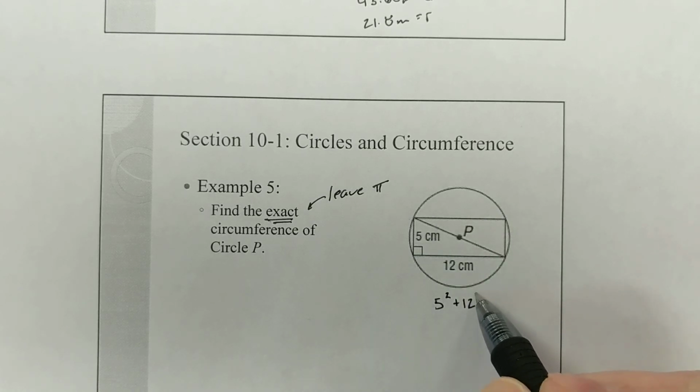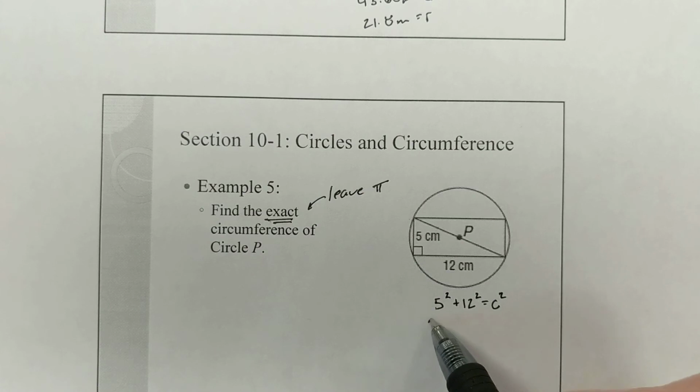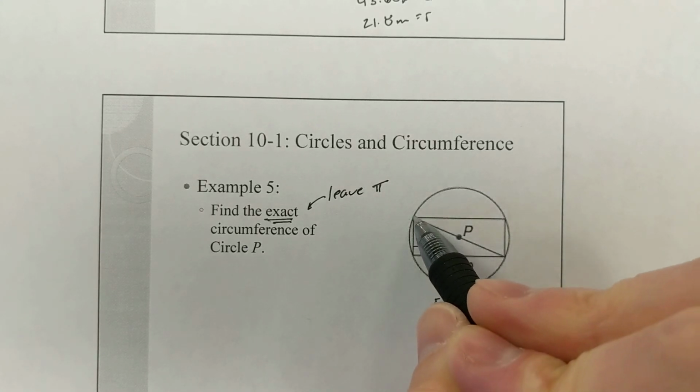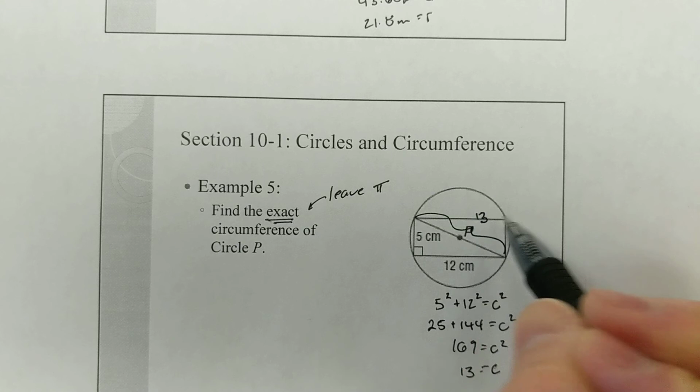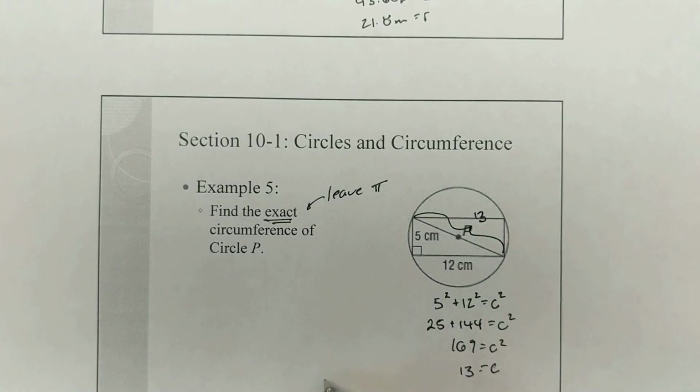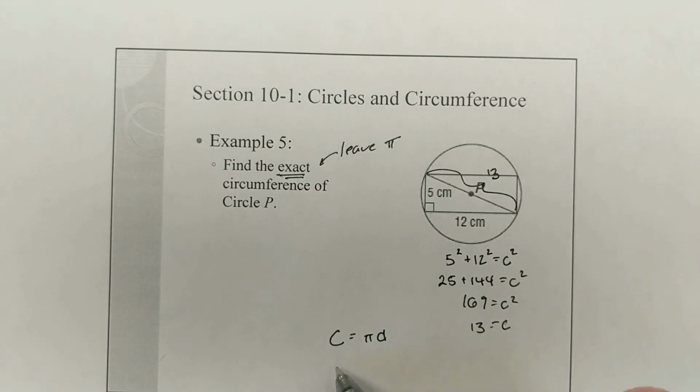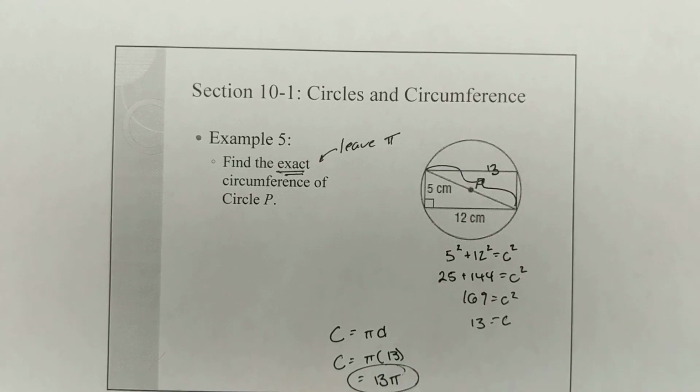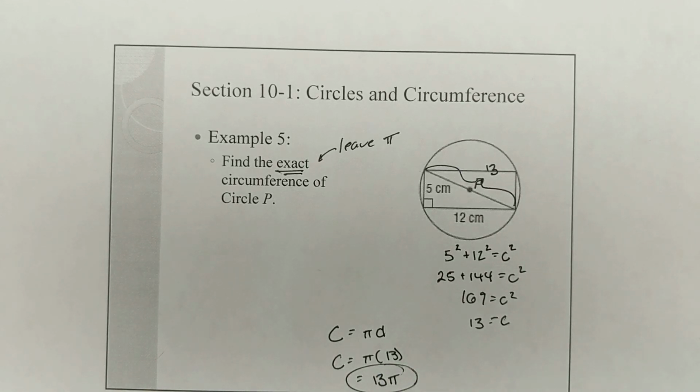A squared plus b squared is equal to c squared. 25 plus 144 is equal to c squared. 169 is equal to c squared. C is 13. So that distance there is 13. So that's the diameter. The circumference of a circle is pi times the diameter. So the circumference is pi times 13. And since I cannot multiply that out, I just leave it as 13 pi. And that is the end of the section.